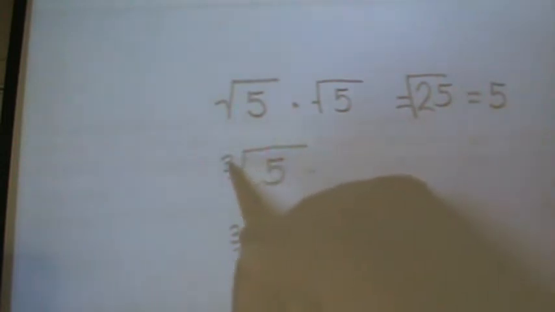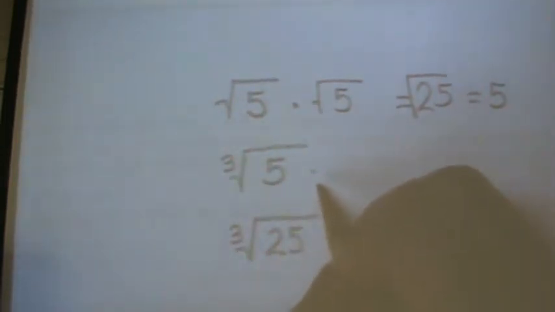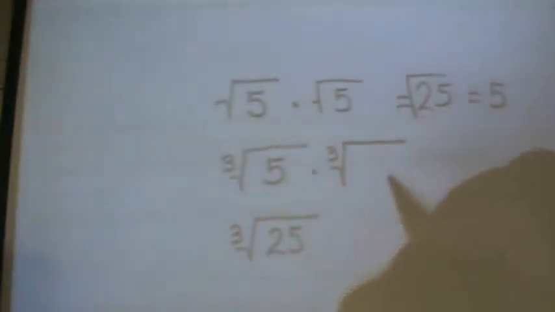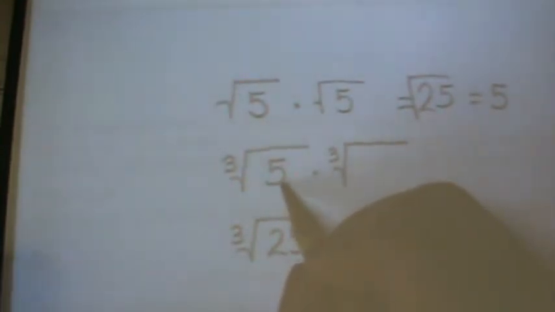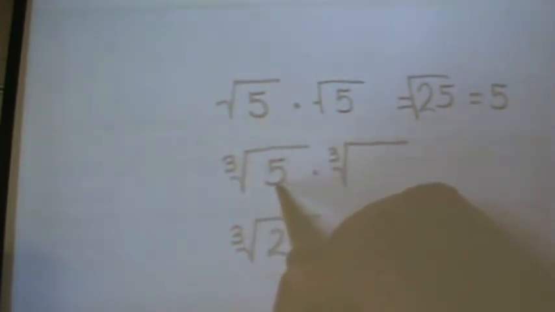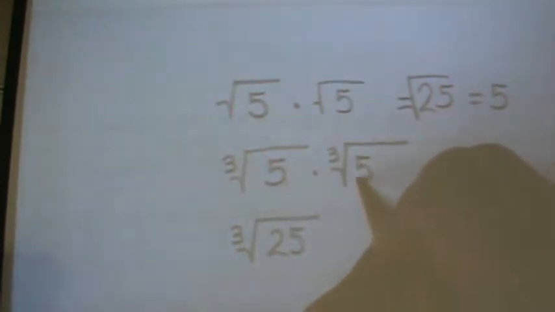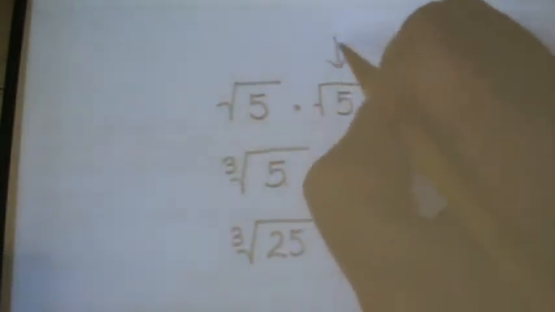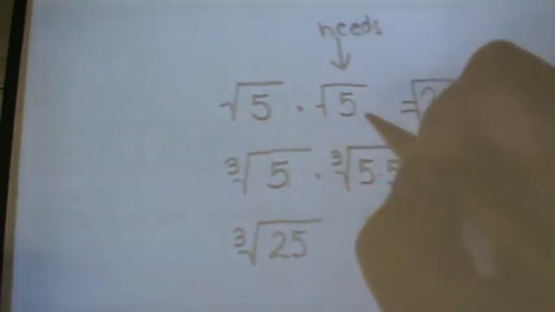Okay, if I gave you this problem and you said the index is 3, what do I need to multiply this by in order to get rid of the cube root? What's missing? What do I need? How many 5s do I need to take them out of the radical? 3. How many do I have? 4. So are you in agreement that we need 2 more? Yeah. Okay, this is what we need. These are the needs. The needs column.